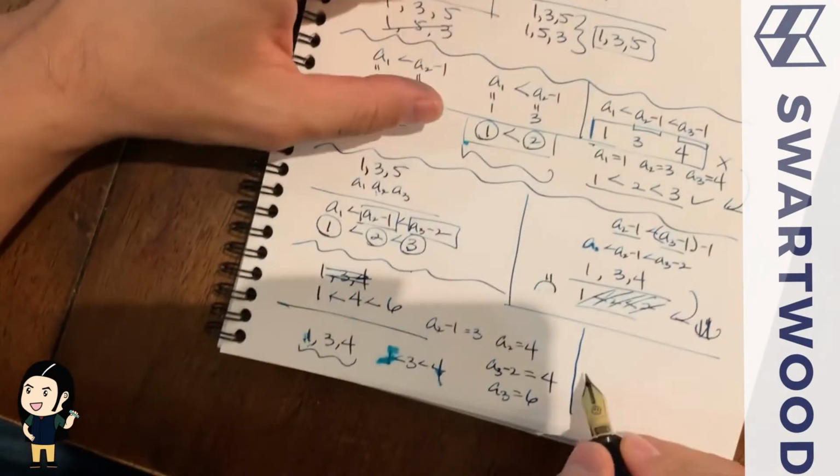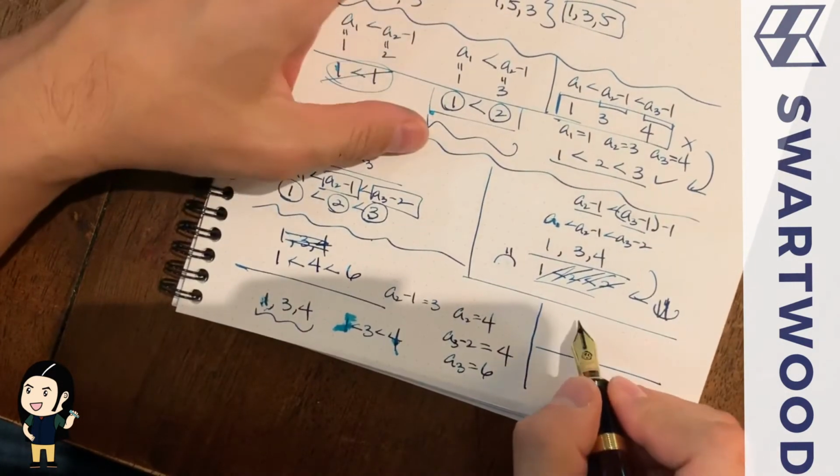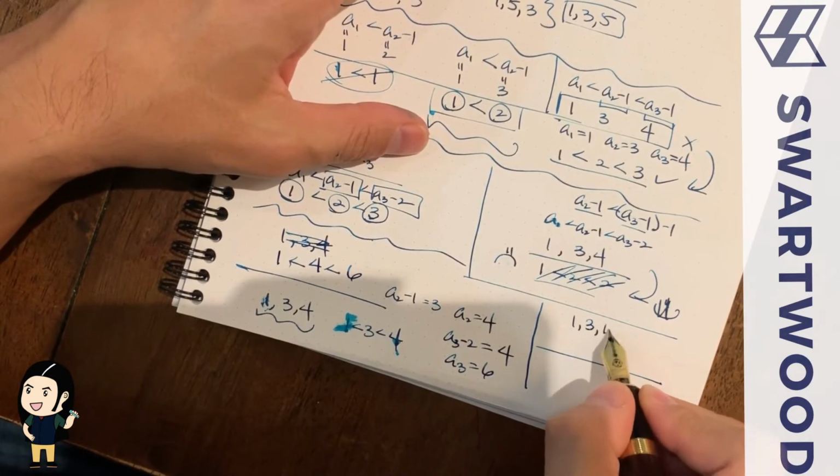But now the question is this. Up top, we have the sort of numbers we want, like 1, 3, and let's say 10.